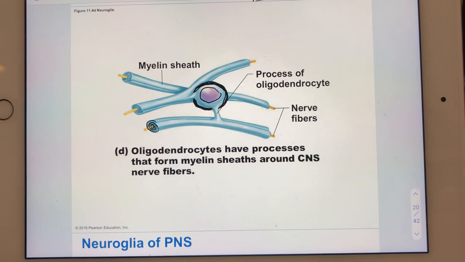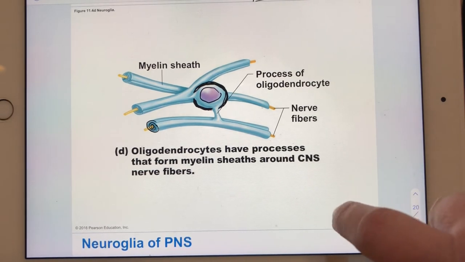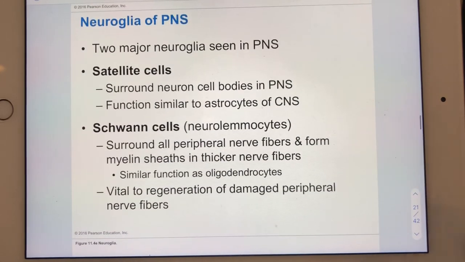In the peripheral nervous system, there are just two major types of neuroglia, the satellite cells and the Schwann cells. And maybe it's good news they both start with S. Satellite cells are most similar to astrocytes in that they have a lot of the same functions. They typically will be found surrounding the cell bodies of neurons rather than axons. Schwann cells are important, but not as varied functionally as satellite cells are. They do a couple of things.